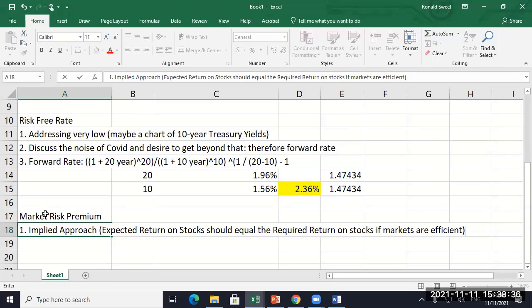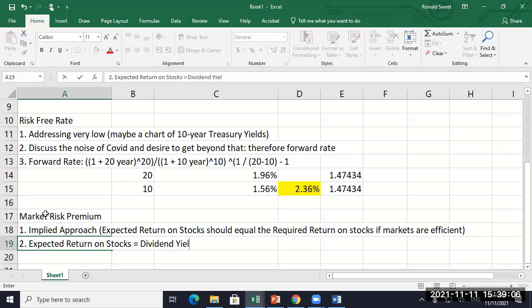I can't get the required return. I need it, but it doesn't exist. There's nowhere for me to go pick that up. But I have a pretty good sense of what the expected return in stocks is. And it seems logical that if we expect 8%, then that's what investors require. Otherwise, the stock market gets repriced until they get what they require. So that's the idea. The implied approach says that the expected return on stocks equals the dividend yield plus expected growth in earnings. I gave you a graph on that one if you want to use it.